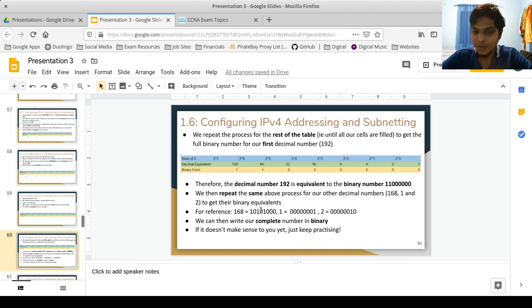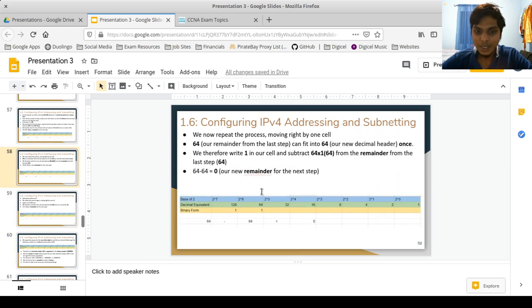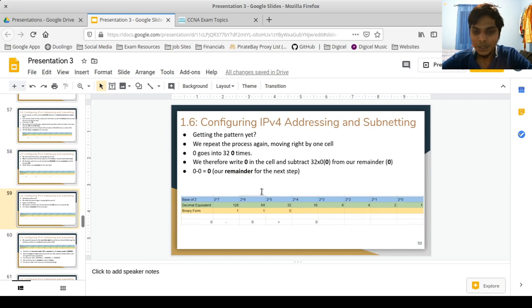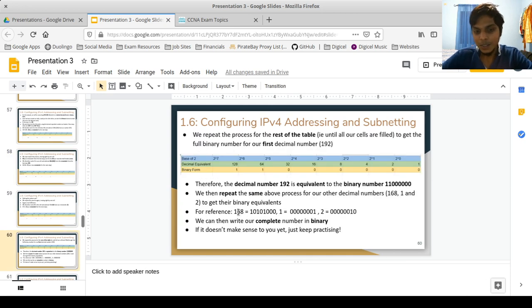So just for reference, take your time, draw the same tables with these first two headers, and then take those numbers and repeat this exact same process. Ask yourself how many times it will fit in, and then put 1 or 0, then multiply, then minus, and then take your remainder and carry it forward. Go back through the slides for each step and try to do the conversion by yourself, and the reference is here. So 168 is 1010 1000, and then 1, and then 2.